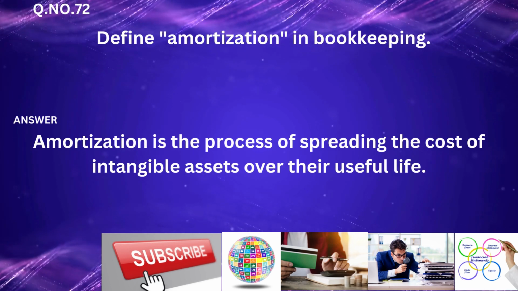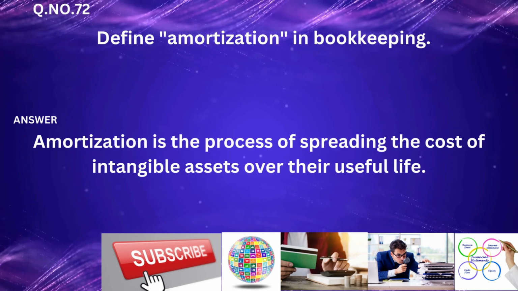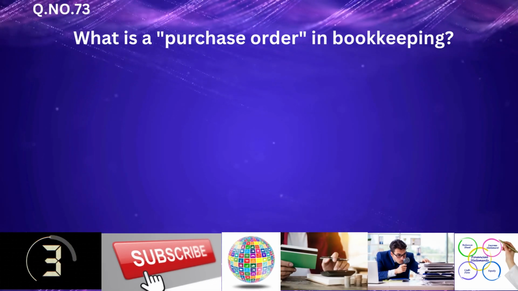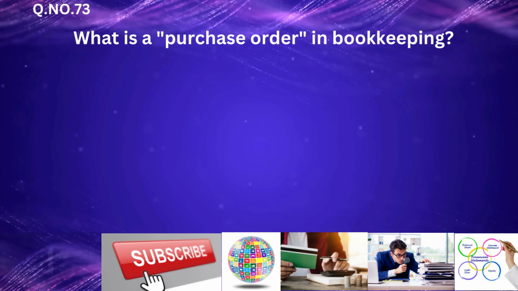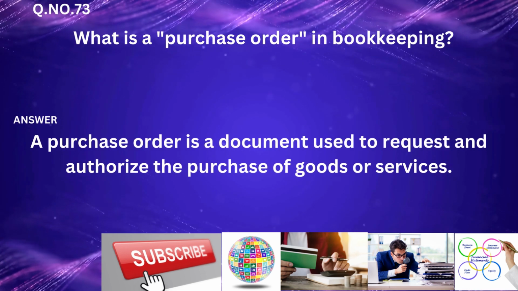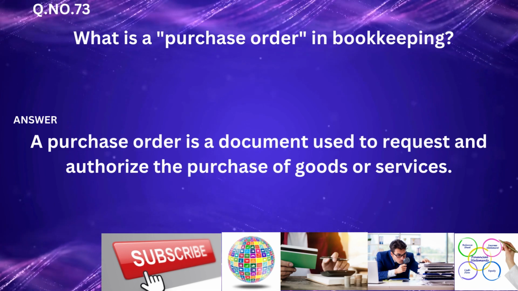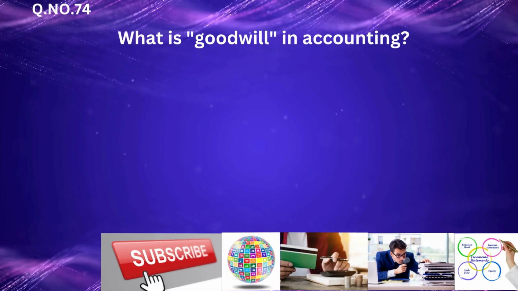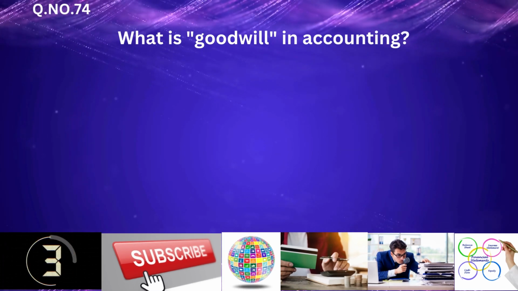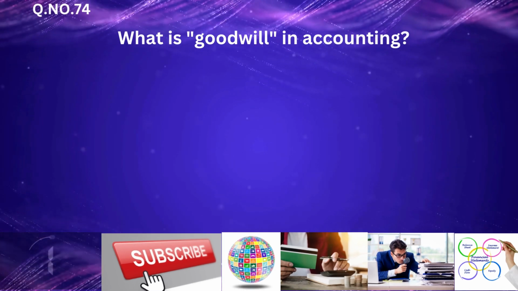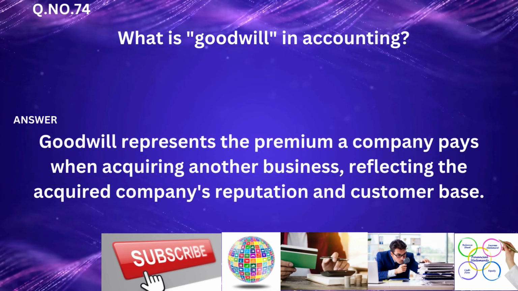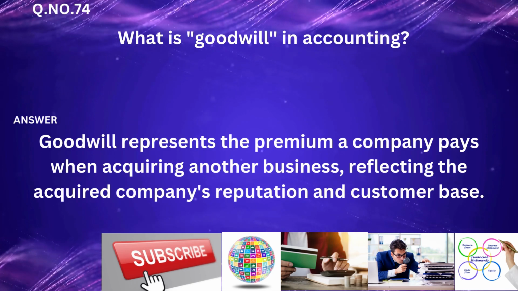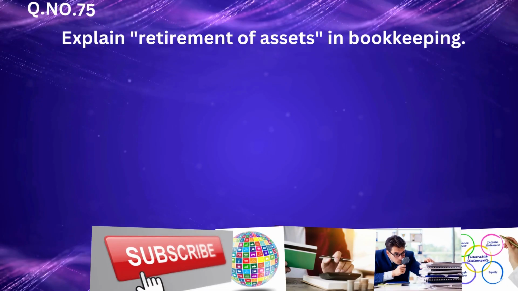Answer: a bank overdraft occurs when a company's bank account has a negative balance, indicating it has overdrawn funds. Question 81. What is historical cost in accounting? Answer: historical cost is the original purchase price of an asset, used as the basis for its accounting value. Question 82. What is book value of equity in accounting? Answer: the book value of equity is the value of a company's total assets minus total liabilities.